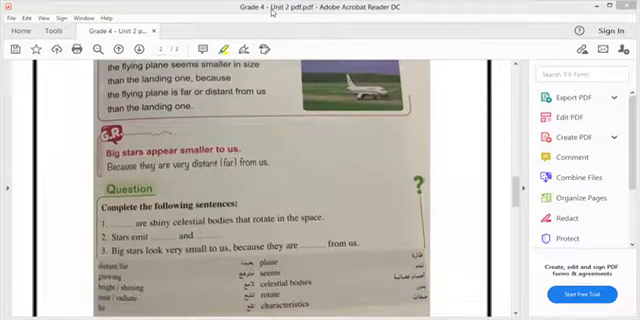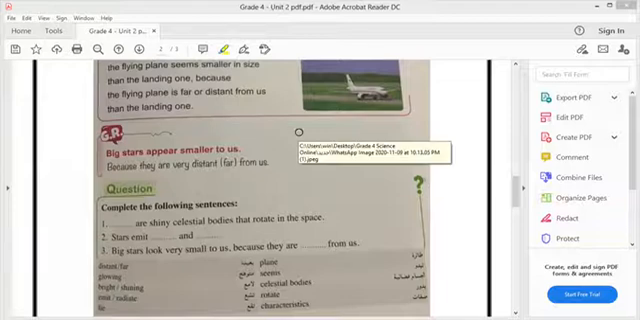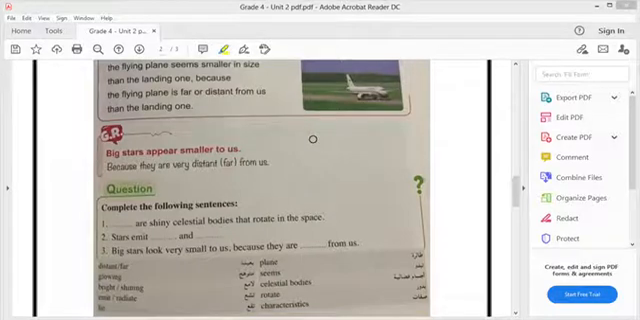I will ask the other students. Ali Mahmoud, okay. Ali, my question is, give reason. Why do we see the stars smaller in the sky? When I look to the sky, I see the stars are smaller. Because it's very far from us. Okay, they are distant or very far from us. Excellent, thank you.